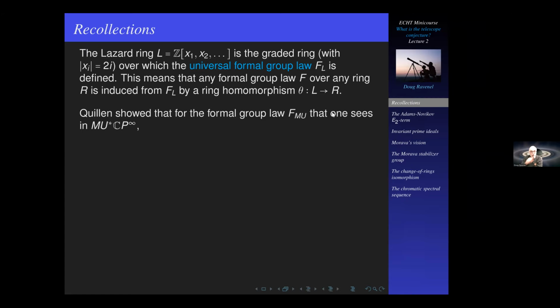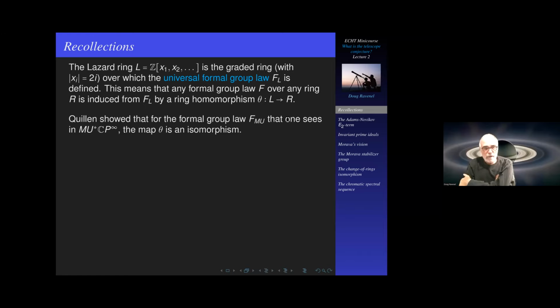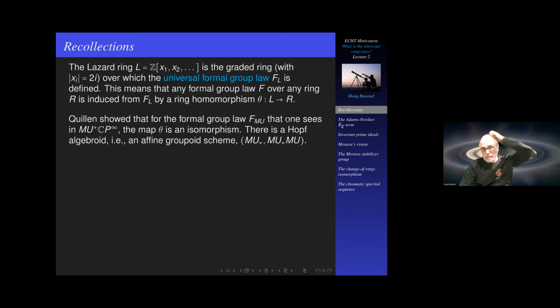And Quillen showed that if we consider the formal group law that arises in MU theory, the formal group law over MU star, the homomorphism theta that induces that is an isomorphism. So MU star is isomorphic to the Lazard ring. And there is a Hopf algebroid, that is an affine groupoid scheme, consisting of MU star and MU lower star MU. I described that toward the end of the last lecture.